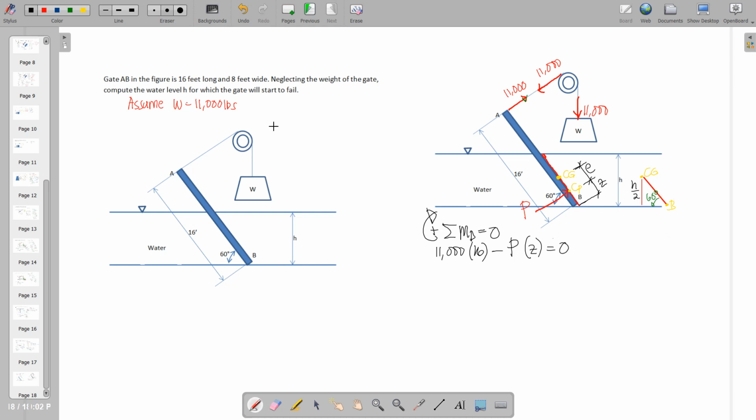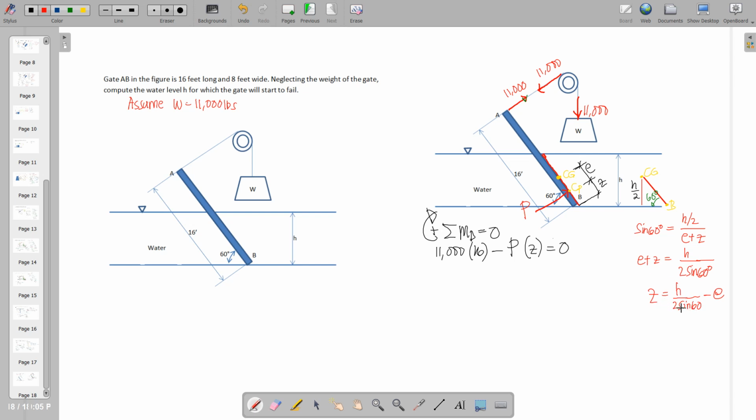Then from that we can use the relationship that sine of 60 is equal to H over 2 all over E plus Z. So by cross multiplication, E plus Z is equal to H over 2 sine 60. So we have Z equal to H over 2 sine 60 minus E. And this Z is the moment arm of P. So we are now done with Z in terms of H.